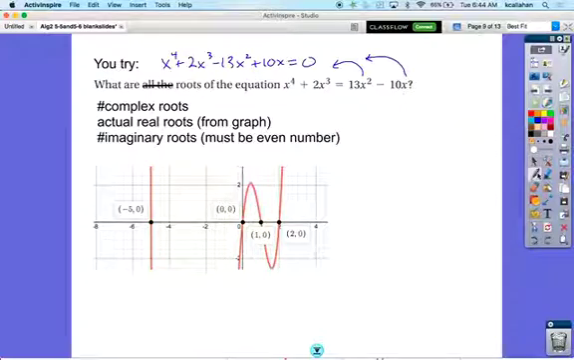Okay, and answer our questions. So the number of complex roots is 4. The actual real roots from the graph are -5, 0, 1, and 2. The imaginary roots must be an even number. Well, there's 4 total complex, which means real or imaginary, 4 real zeros, which means there are no imaginary zeros, right? Because we can see they're all there.